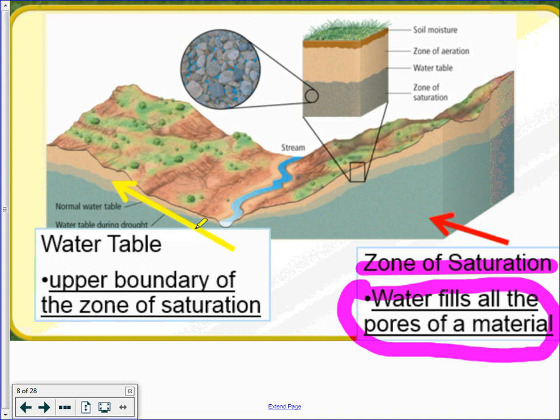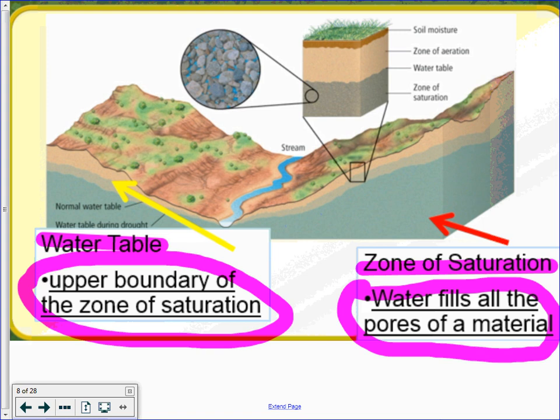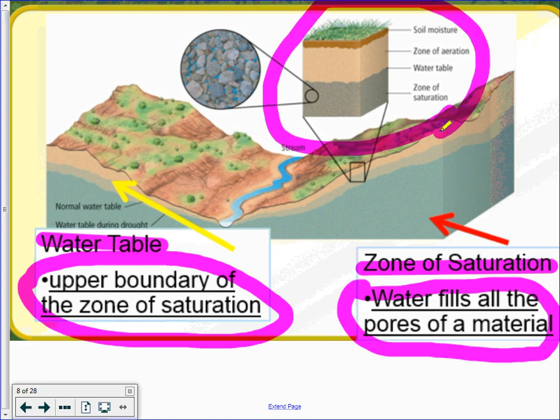Then letter B is the water table. The water table is the upper boundary of that zone. So wherever all that water is, here's the good picture. So this is the zone of saturation. This is where all of the water has accumulated. That very top border, the border between the zone of saturation and the zone above it, is called the water table.